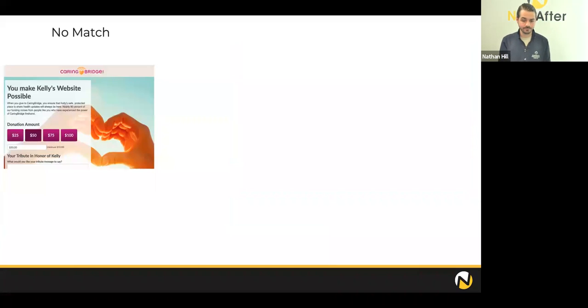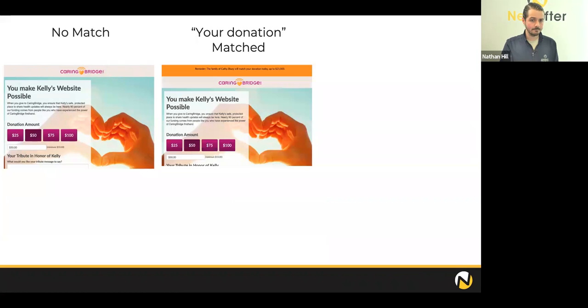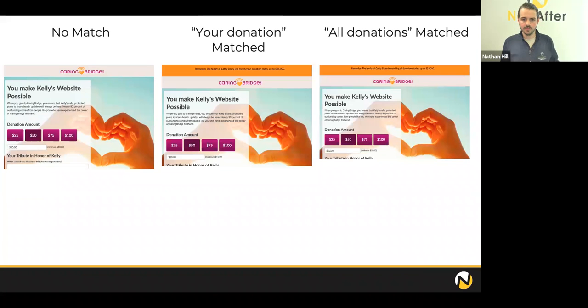Here's an example of a match where in version A on this donation page, there is no matching opportunity. But in version B, they put this sticky bar at the top that says, reminder, the family of Kathy Bluey will match your donation today up to $25,000. Version B, same match, framed a little differently. It says the family of Kathy Bluey is matching all donations today. So the difference being there's no match, there's a match and your gift is going to be matched, there's a match and all gifts are going to be matched. See these three different approaches.